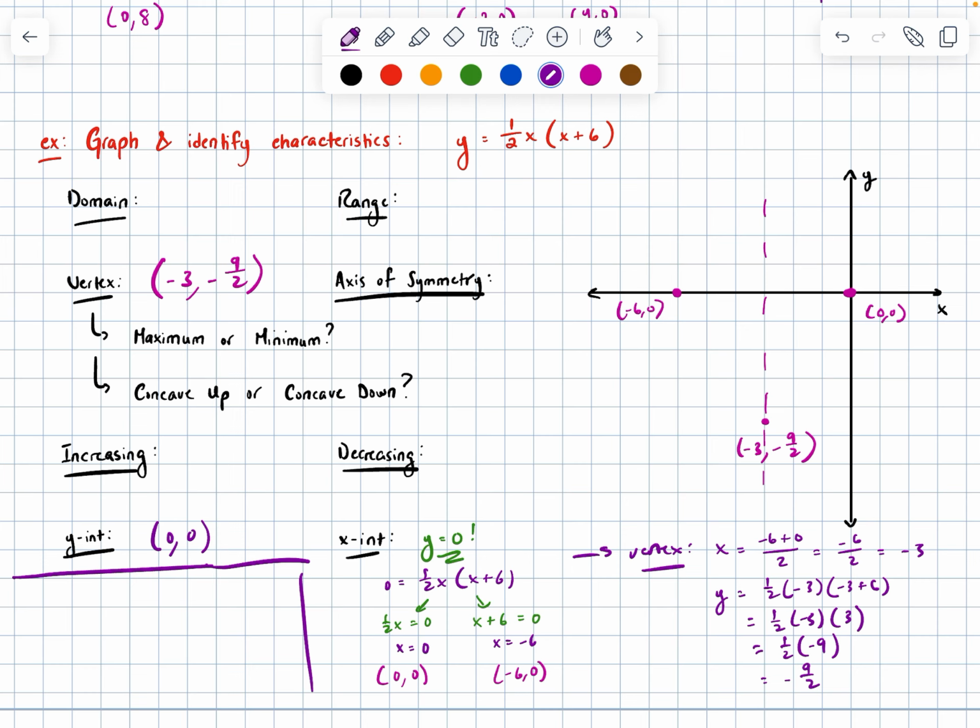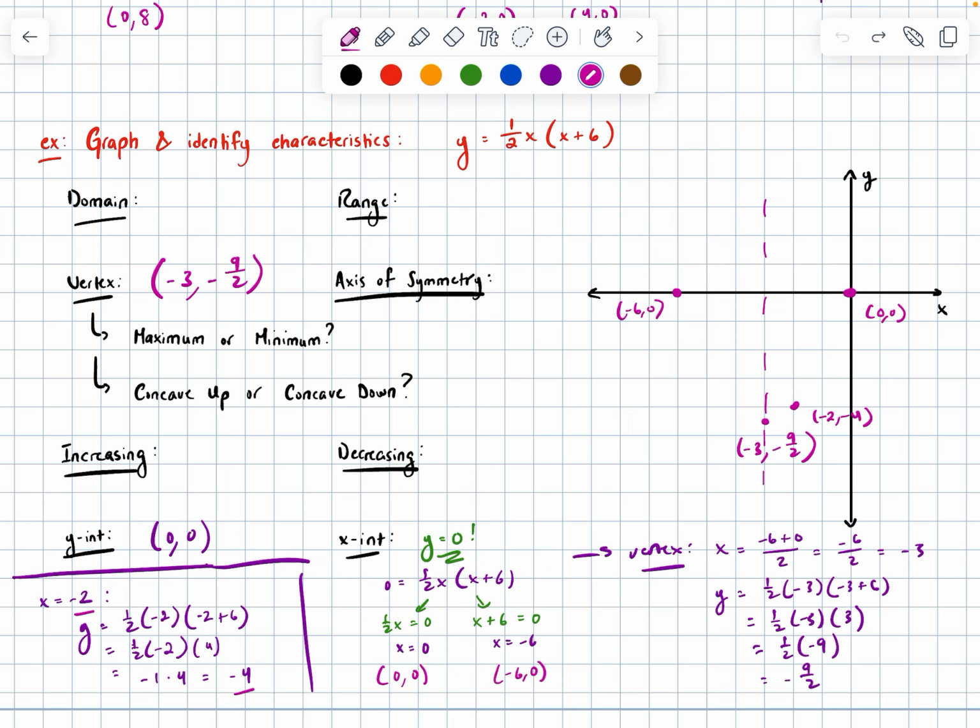So I want to pick a nice small friendly number that's close to -3. I'm going to choose -2. When x equals -2, I can now find the value of y by substitution. So y is going to be equal to 1/2 times -2 times (-2 plus 6). So this is going to be 1/2 of -2. -2 plus 6 is equal to 4. Half of -2 is -1. So I have -1 times 4, which is -4. What this tells me, right, x is -2, y is -4. So the point (-2, -4) is on my graph.